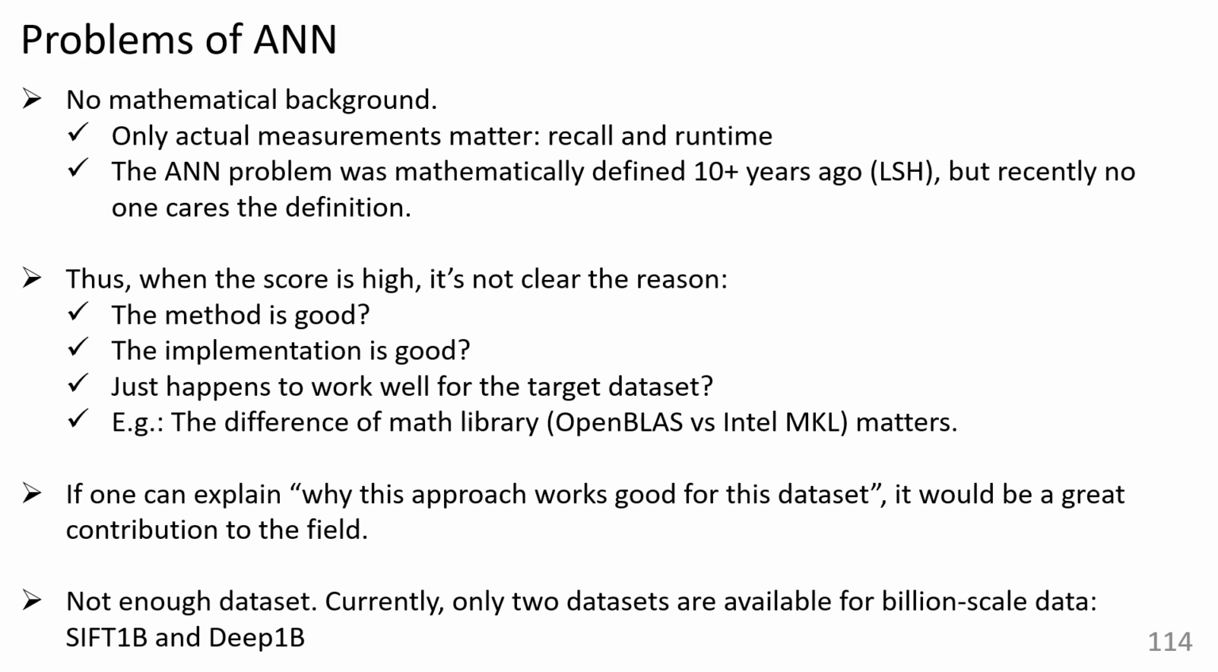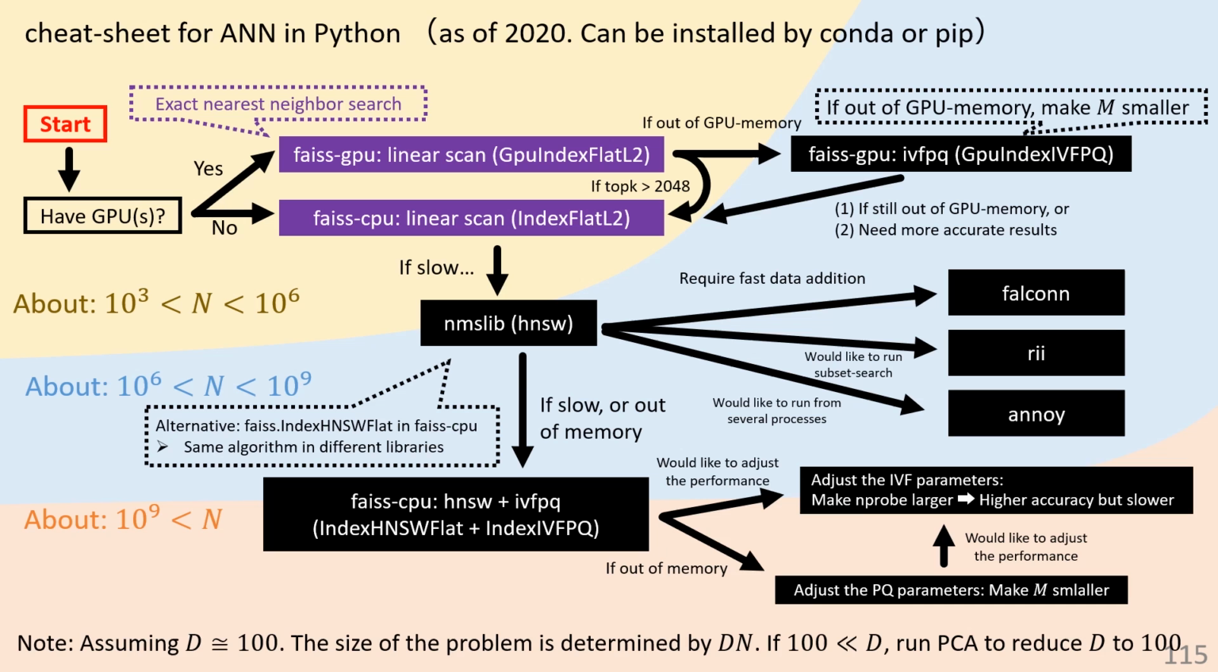And the difference of library matters, for example. That's one example. So if one can explain why this approach works well for this dataset, it would be a great contribution to the field. And not enough datasets. Currently only 2 datasets are available for billion scale data. So new and diverse datasets would be good for the field. Okay, so finally I will show you this cheat sheet again, and then this is the end of my talk. So thank you.